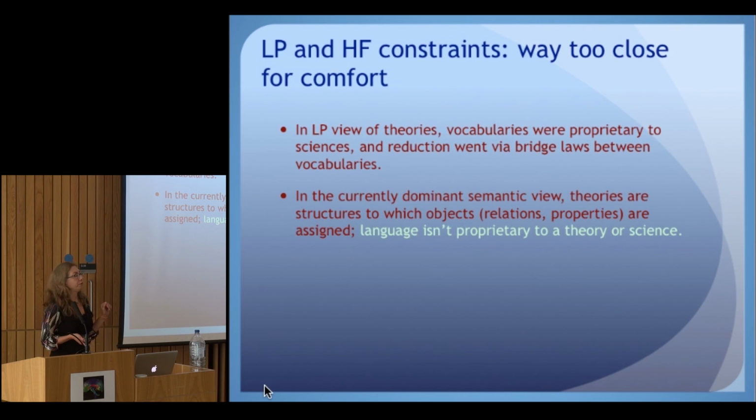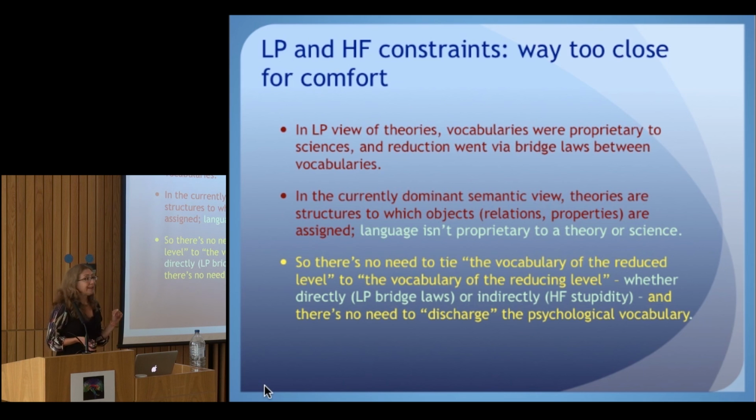And for my purposes, the important difference here is that the language in which the theory is stated isn't proprietary to a particular theory or a science. If the language that's used to describe a particular theory, model, or structure isn't proprietary to a science, there's no need to posit the vocabulary of the reduced level to the vocabulary of the reducing level, either directly via bridge laws, pain and C fibers, or indirectly, pain, pseudo-pain, pseudo-pseudo-pain, pseudo-pseudo-pseudo-pain, all the way back. The homuncular functionalist picture just seems to elongate the bridge laws.